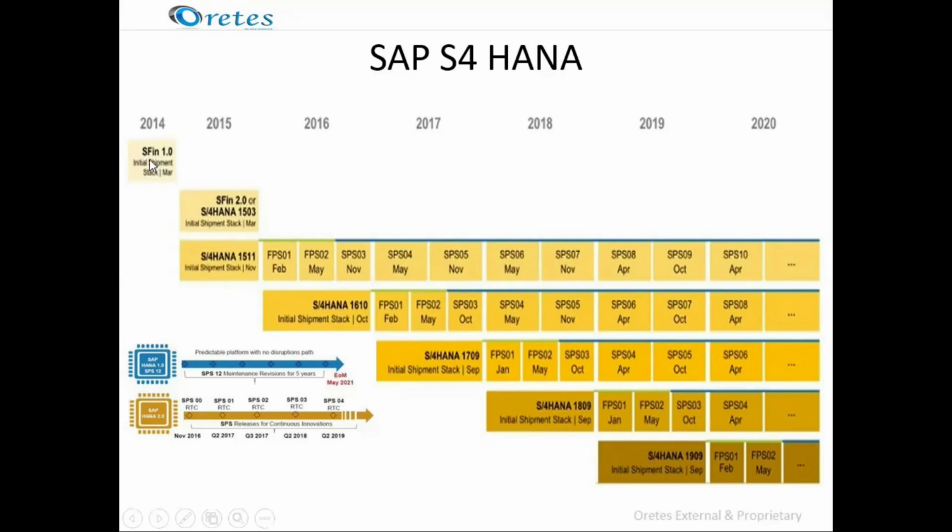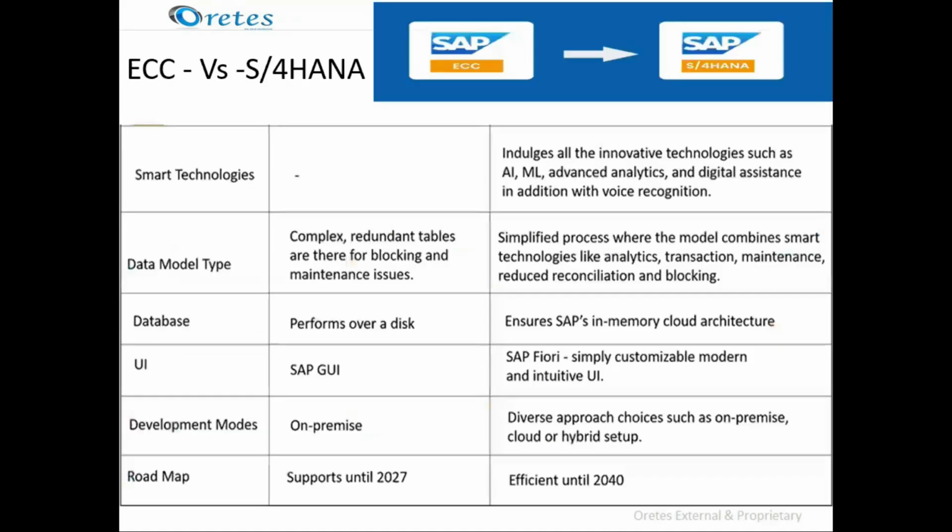So here I explained they introduced it in 2014. Slowly, they are moving with S4 HANA. And by April or May 2020, they almost completed all the S4 HANA core modules. They have not yet touched the utility modules, but they completed the core modules. So what is their objective? Their objective is very clear.